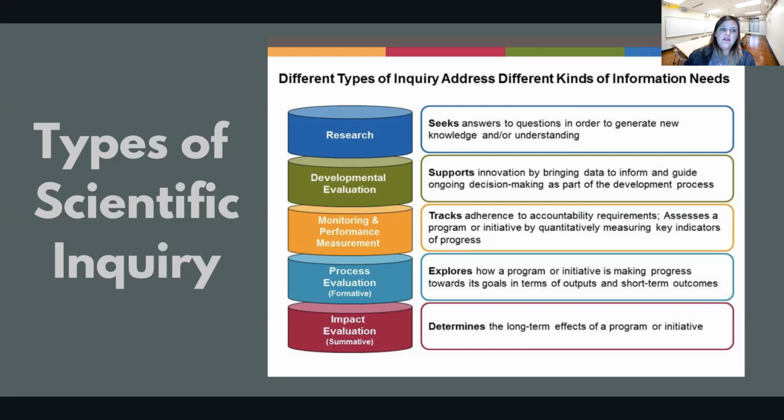This is to give you an overview. We're going to be going into more detail about these types of evaluation throughout the course. But this is to give you the big picture of the different types of evaluation.